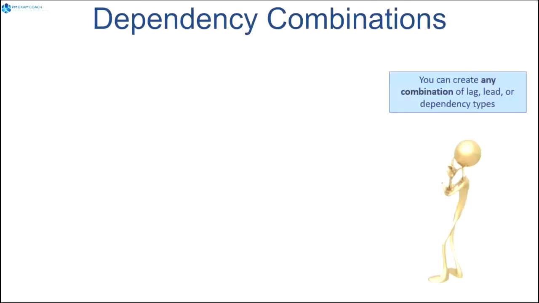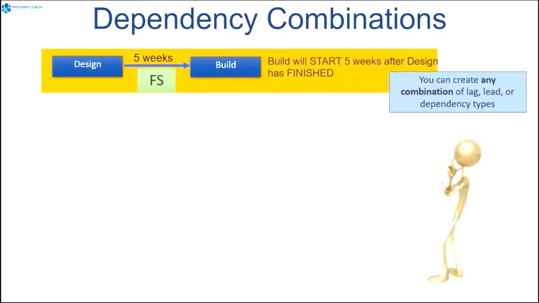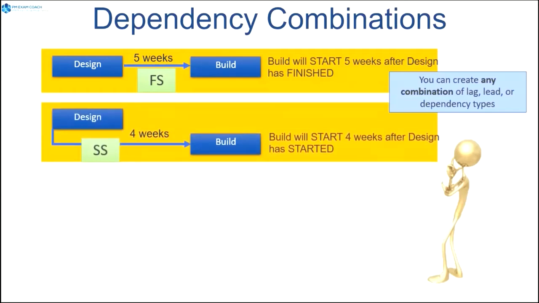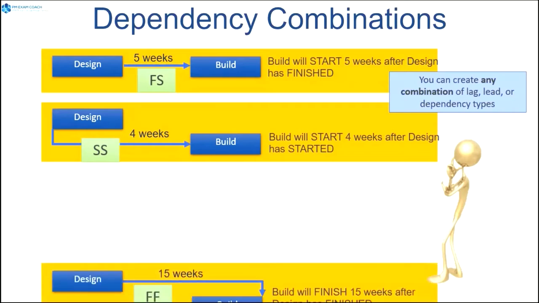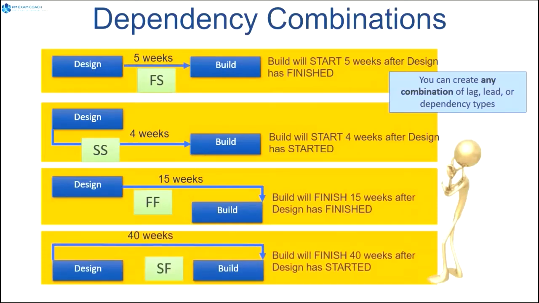There can be many different types of dependency combinations. We can have finish to start. For example, the build will start 5 weeks after the design has finished. Or how about start to start, meaning that the second activity will start only after the first one has started. Or finish to finish. The build will finish 15 weeks after the design has finished. And finally, start to finish. The build will finish 40 weeks after the design has started. So those are the different dependency combinations.